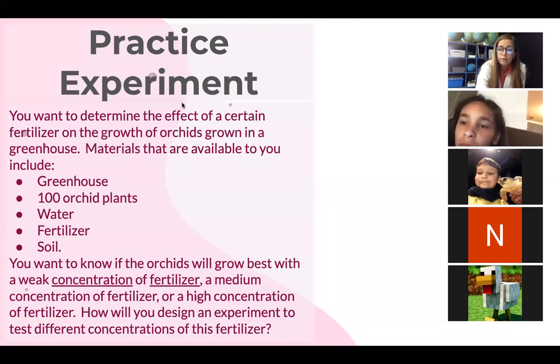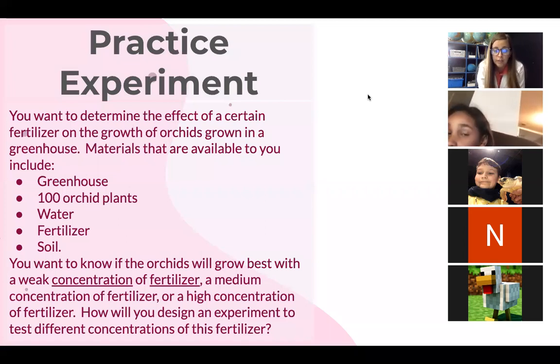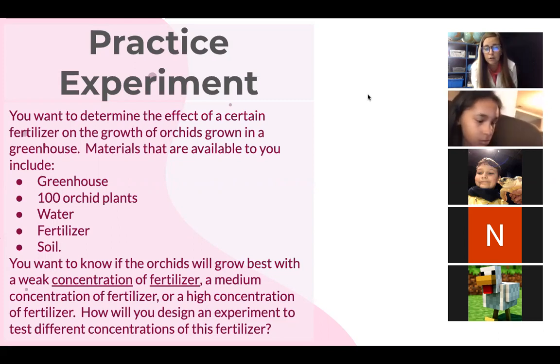You want to know if the orchids will grow best with a weak concentration of fertilizer, a medium concentration of fertilizer, or a high concentration of fertilizer. How will you design an experiment to test different concentrations of this fertilizer?